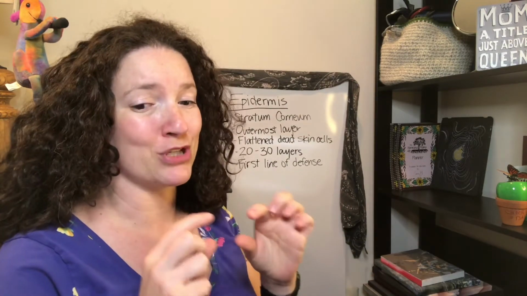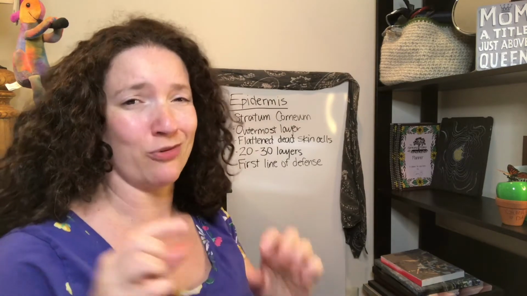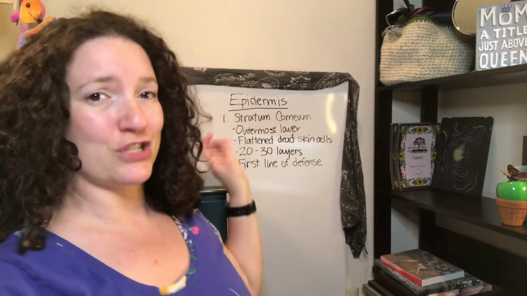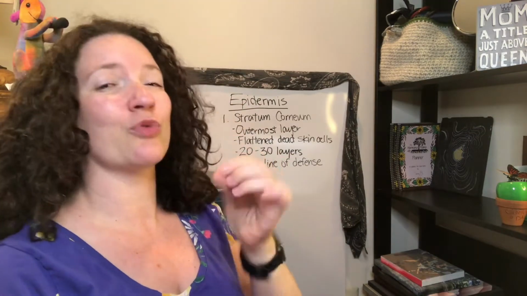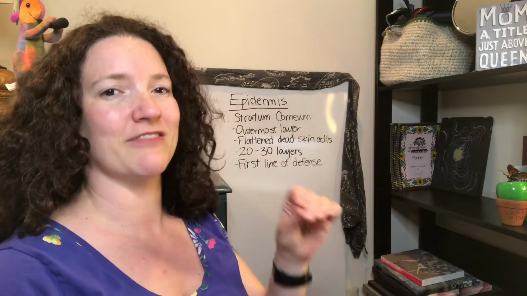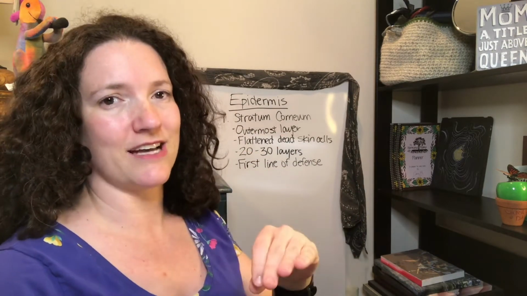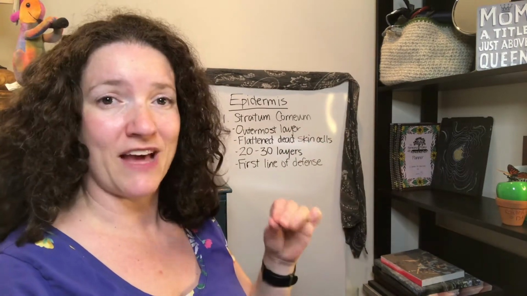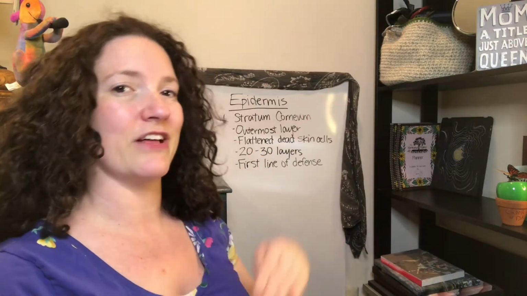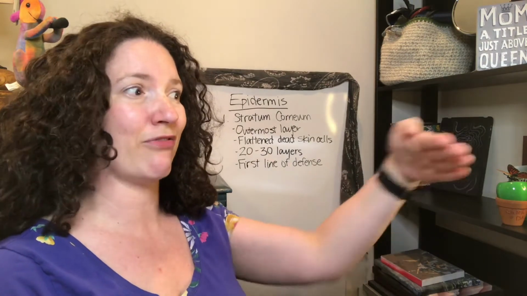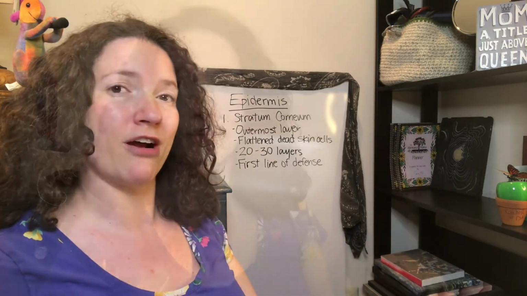The entire epidermis is 0.1 millimeter thick, which is about as thick as a sheet of paper. But the stratum corneum, which is just 1 layer within the epidermis, is 20 to 30 layers of flattened dead skin cells, okay? And remember, the epidermis serves as the first line of defense, and the stratum corneum is the outermost layer of the epidermis. So the stratum corneum is going to serve as that first protective barrier.